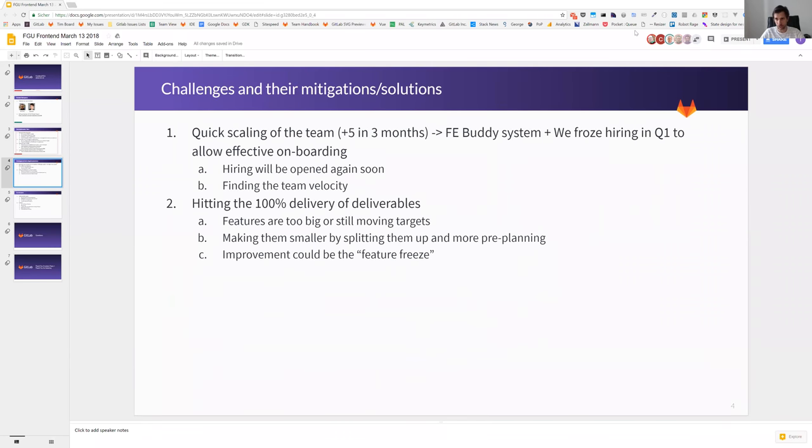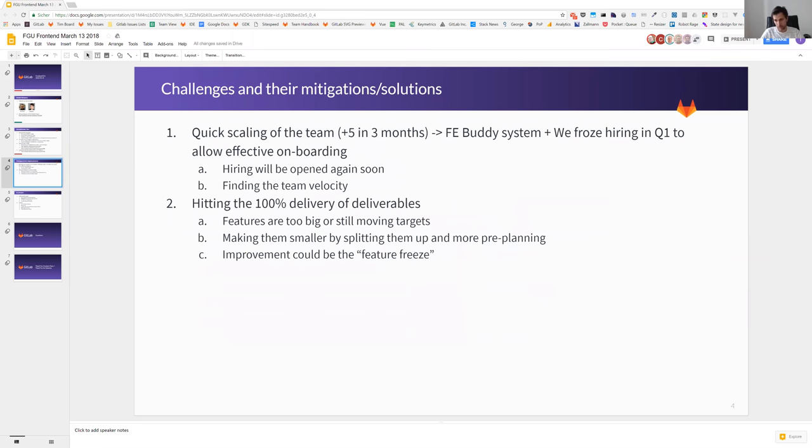What are our biggest challenges? Let me take a look. Yes, the quick scaling is definitely one of our highest priorities, to integrate all the new team members. We froze the hiring so that we are not overboarding the team with too many new people at the same time. But as said, Q1 is ending soon, so the hiring will be opened again soon.